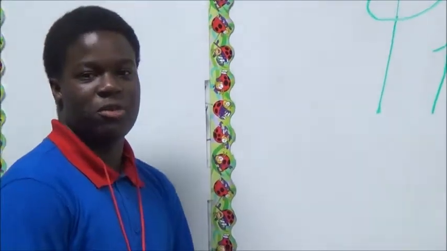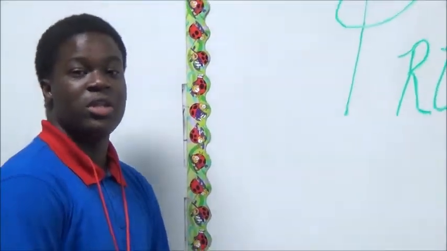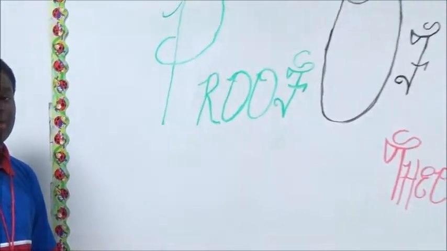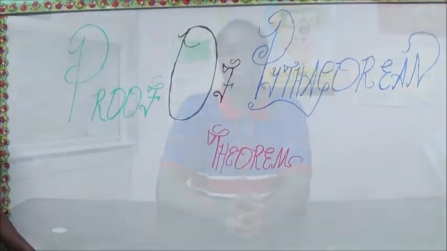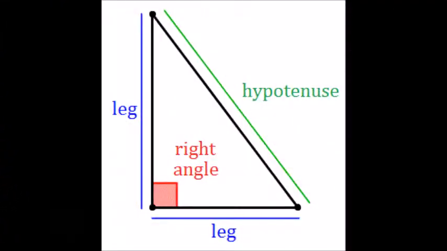Hi, I'm Joseph from Harmony School of Discovery, and today I'm going to be demonstrating the proof of the Pythagorean theorem in real life. The Pythagorean theorem is used to find the length of any side of a right triangle. You can either find the length of the two legs or, the most common, the hypotenuse.